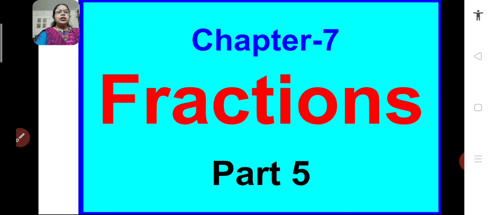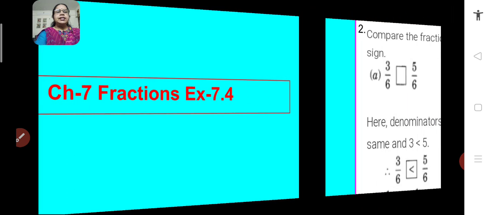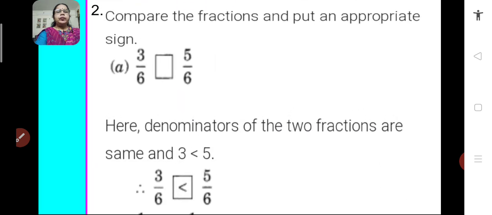In today's session, we will solve the remaining problems of exercise 7.4 and then, if time permits, we will discuss a few more concepts regarding fractions. But before we start that, let me remind you that you should always have a pen and notebook in your hands while attending the maths class, because it's important that you solve the problems that are being discussed in the lesson. So let's see what is the next problem of exercise 7.4.